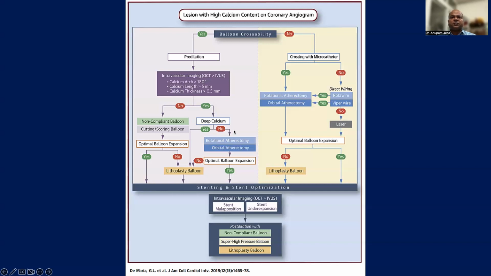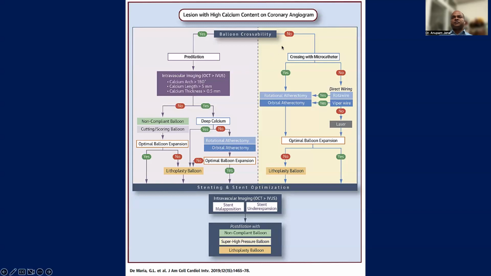However, in this algorithm, I find one problem: predilatation comes before rotational atherectomy, which is usually not recommended. If we predilate, then we are likely to produce dissection. So I find this area a little problematic. That needs to be taken care of. Maybe a small correction in the algorithm is needed, and depending on the familiarity of the operator, we can do rotational atherectomy before predilatation.